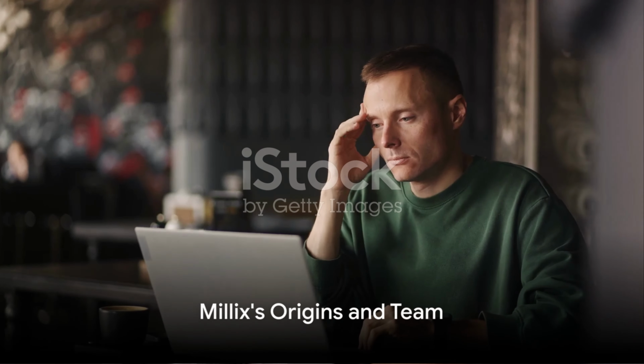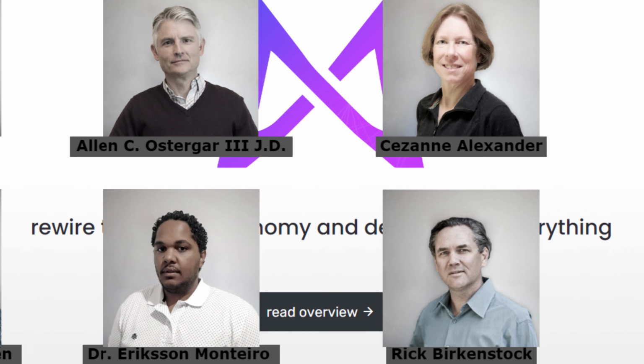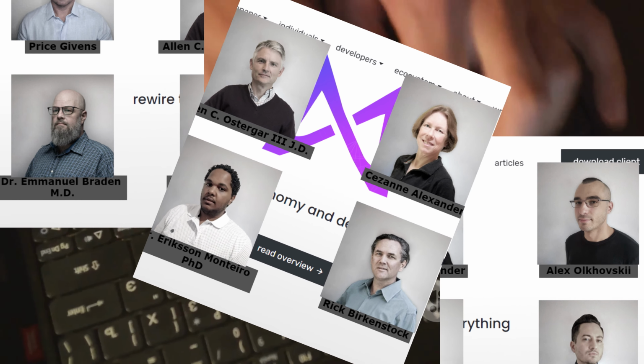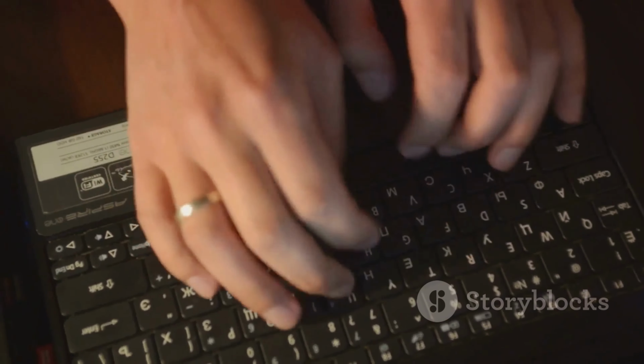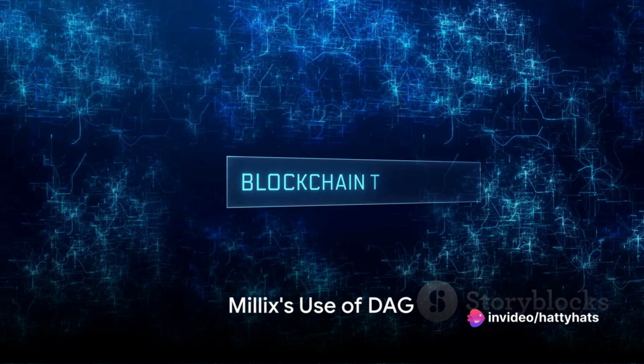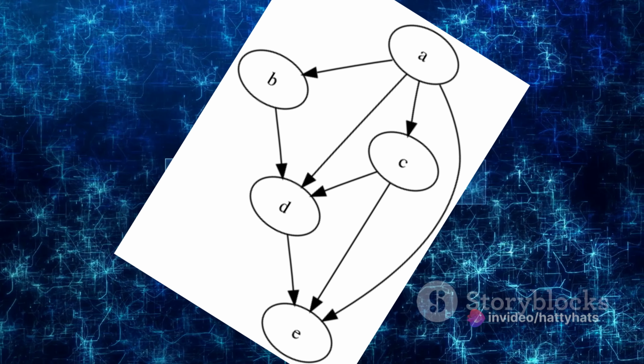Born in the spring of 2018 and officially launched on January 20th, 2020, Millix is the brainchild of Price Givens. The core team comprises 8 members, each dedicating at least 2 years to the project, and a smaller tactical team responsible for overseeing essential aspects of Millix. Unlike most crypto projects, Millix isn't built on a blockchain. Instead, it utilizes a DAG.